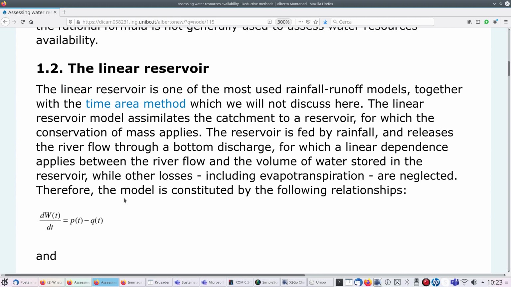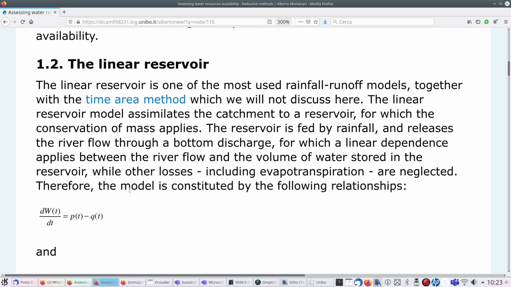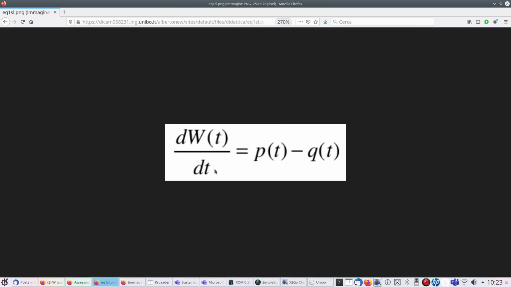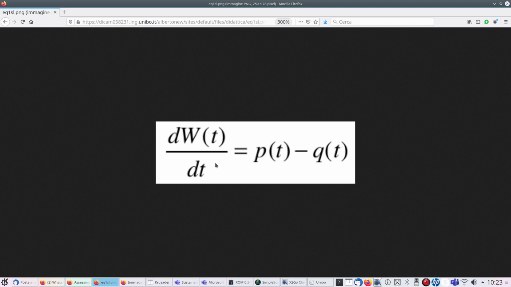I am increasing the font, but the size of the equation doesn't increase. Let me see if I can, yeah. I can increase it in this way. This is the mass balance equation for the reservoir. Let me explain the meaning of the symbols. W is water storage into the catchment. Overall storage, surface water, groundwater, that's fine, all together. So W is water storage.